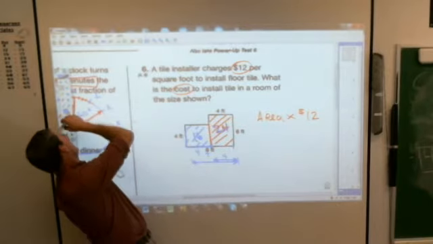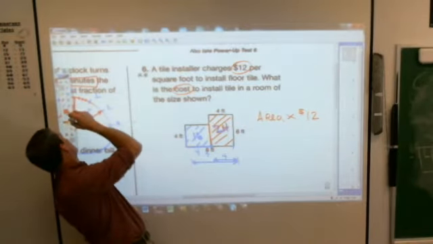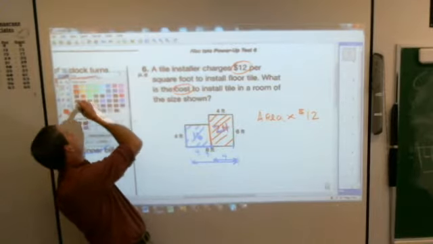I should go back to my Illinois colors. Wait, where's my Illinois colors? Where's orange? Orange.